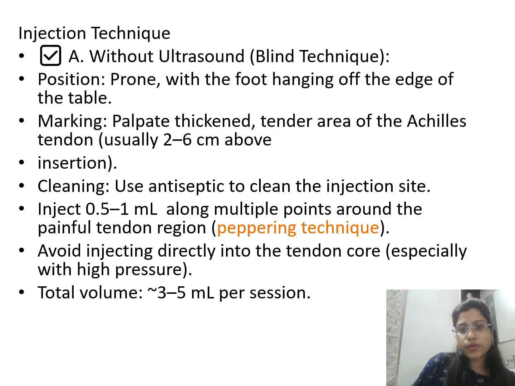How do you inject? There are two techniques. Without ultrasound, that is the blind technique, and the other one is with ultrasound. Without ultrasound, make the patient lie in prone position with the foot hanging off the table. Then mark the particular area which is thickened. Then palpate it. Then around the tendon you inject at multiple sites. At least 0.5 to 1 ml of solution you inject around the tendon, not into the core of the tendon. It is called the peppering technique. The total volume is at least 3 to 5 ml per session, and you do at least 3 to 4 sessions.